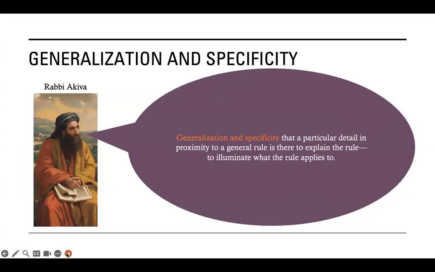Rabbi Akiva's perspective is that when a particular detail happens in a law in proximity to a more general rule, it's there to explain the rule. Basically, it's there to illuminate what the rule applies to. Let's take some examples and see how these two different approaches, amplification and restraint, generalization and specificity, operate on particular biblical passages.